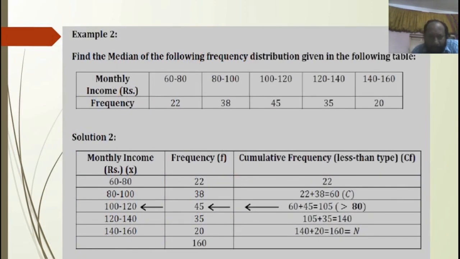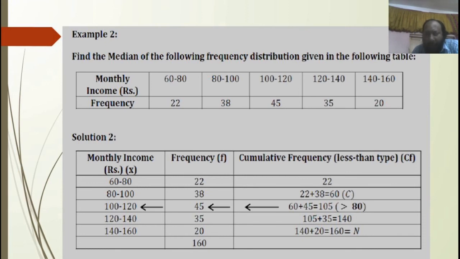Here is a problem. Find the median of the following frequency distribution in the following table. This is an example for a grouped frequency distribution in continuous series. Monthly incomes are 60 to 80, next is 80 to 100, 100 to 120, 120 to 140 and 140 to 160. Corresponding frequencies are 22, 38, 45, 35, 20 and the total is 160.